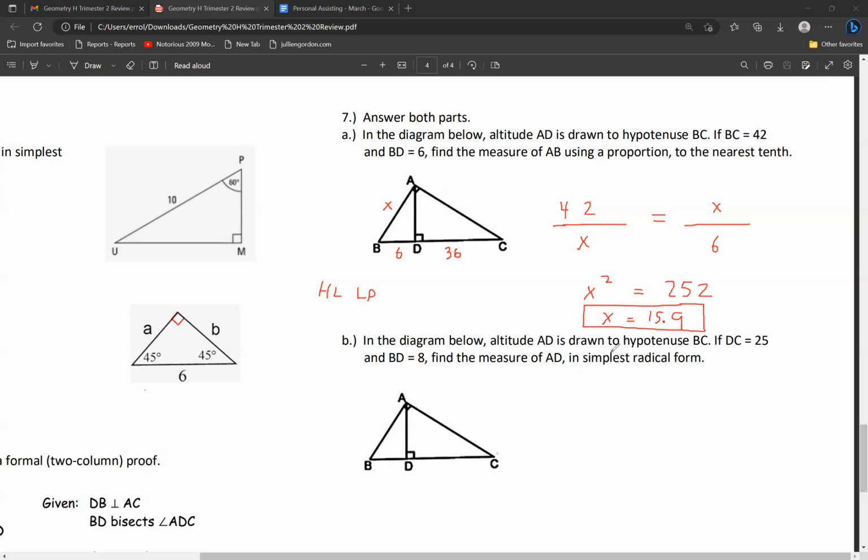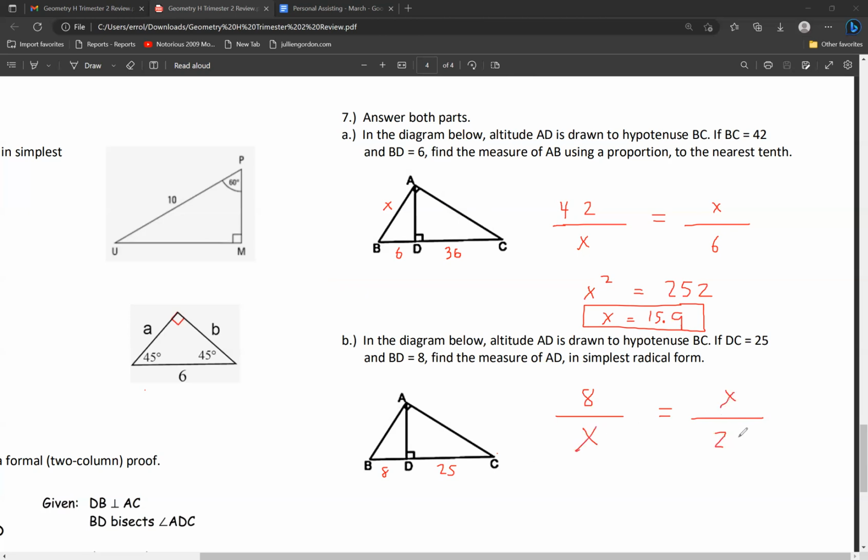All right, let's finish B. In the diagram below, altitude AD is drawn to hypotenuse BC. If DC equals 25 and BD equals 8, find the measure of AD in simplest radical form. Okay, what's the proportion here? I also used mean proportion for that one too. I did 8 over x equals x over 25.